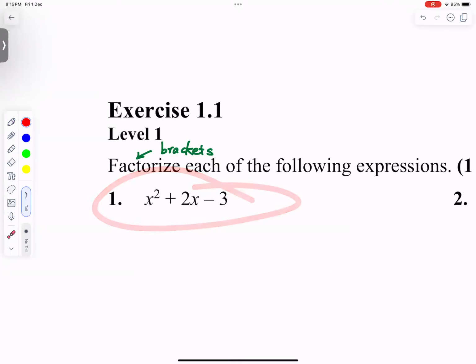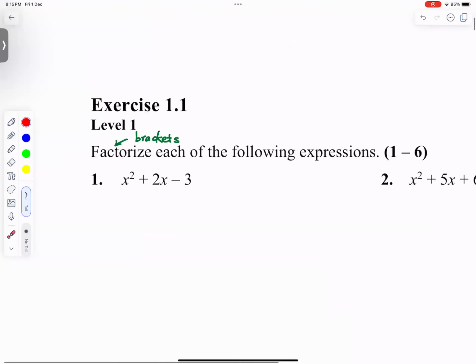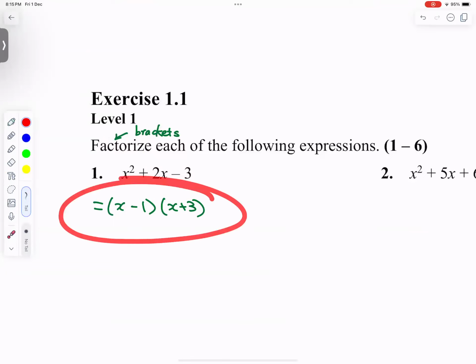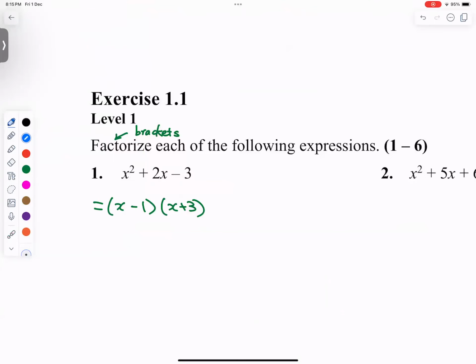Do you use calculator? Yeah, calculator. Yeah, that is possible. You can choose calculator, and then by calculator, can you tell me what would you have gotten? X equals to 1 and -3. Yeah, so if it's factorized, how would you write in the brackets? X minus 1 and X plus 3. Yeah, that is correct. Okay, since you know how to use calculator, we can do this section very quickly.